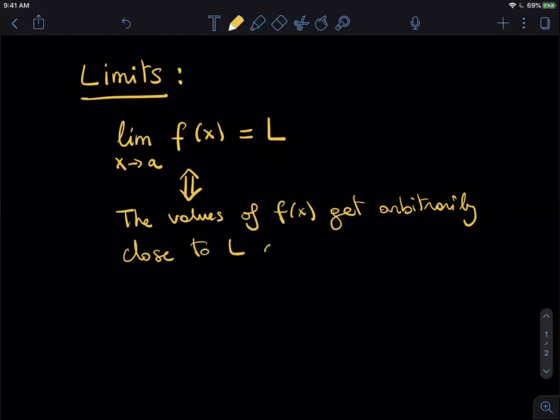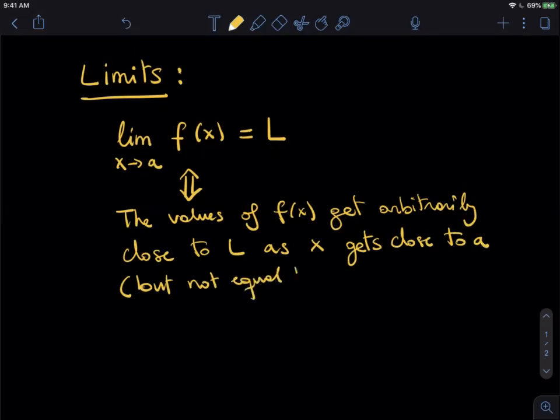to L as x gets close to a. But here it's important that it's not equal to a. So the limit of f of x is equal to L as x approaches a if the values of f of x get as close as you could imagine to the number L as x gets close to a. Okay, that's the idea.